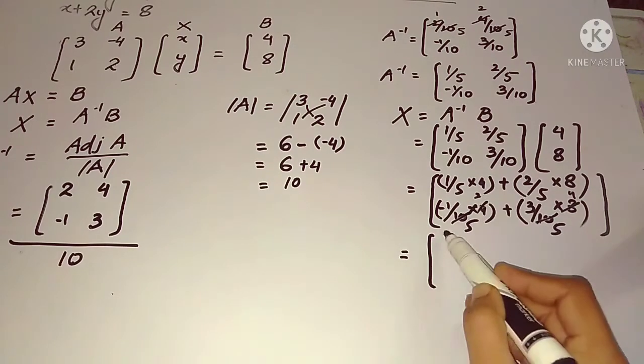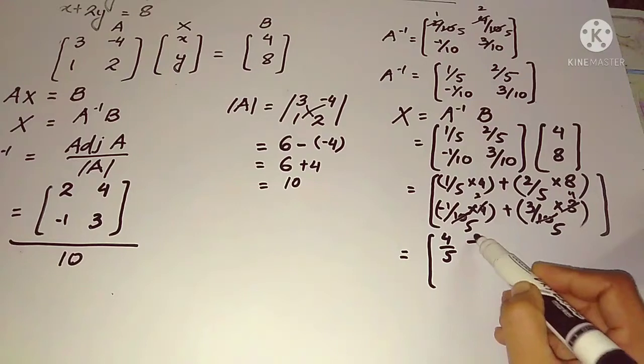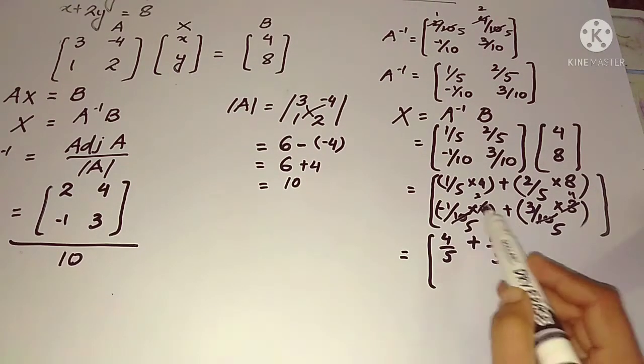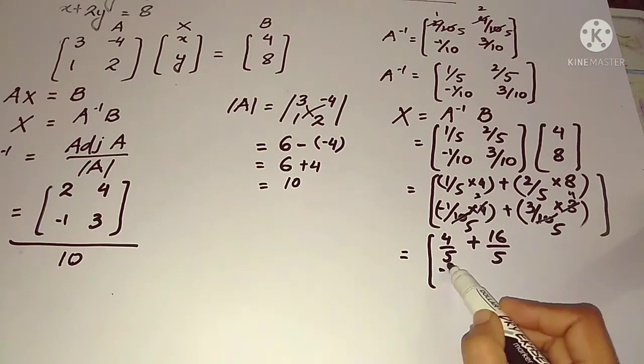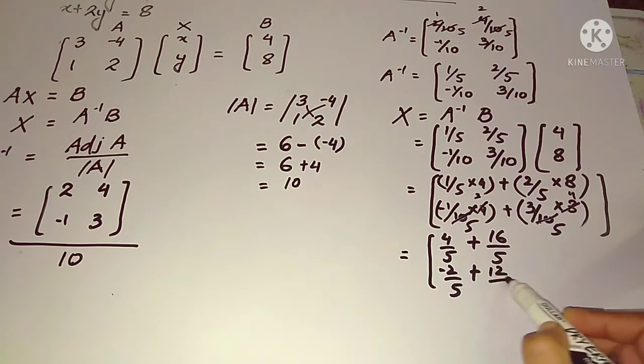So 4 1s are 4. In the denominator you are having 5. Plus 2 8s are 16. In the denominator you are having 5. Now, this is minus 2 1s are minus 2 by 5 and plus 3 4s are 12 by 5.